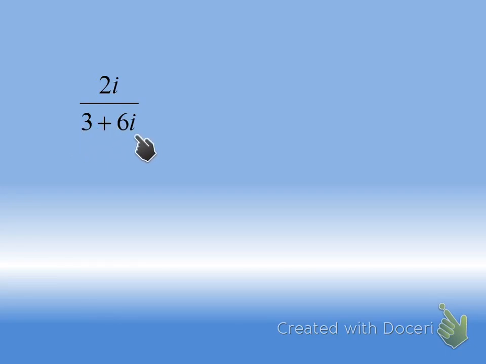Wait, don't you just do the same thing? No, you don't, because remember what your goal is here. Your goal is to get rid of the i in the denominator. So if you were to just multiply top and bottom by an i, top would become 2i squared, you would have 6i squared down here, but this 3 would become what? 3i. And you don't want that.